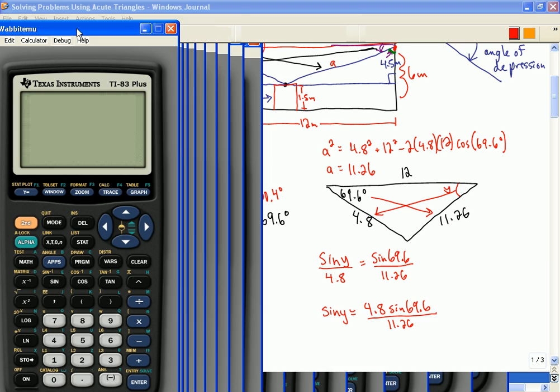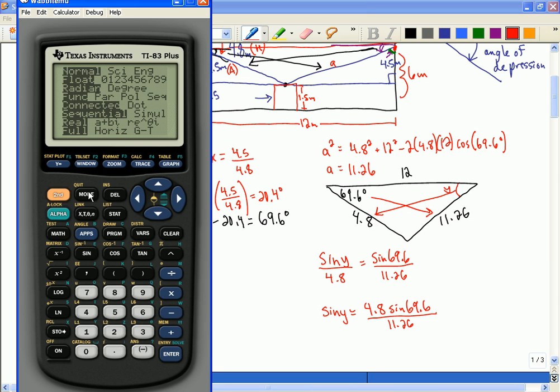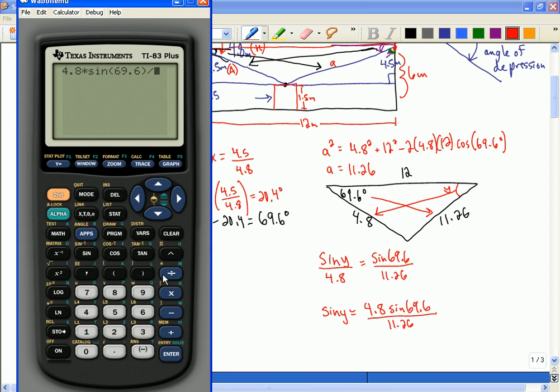And I'll put that in the calculator here. So I've got 4.8 times the sine of 69.6. And I'll just make sure my calculator's in the right mode. So for us, we should be in degrees. And divide that by 11.26. So I end up with about 0.4.